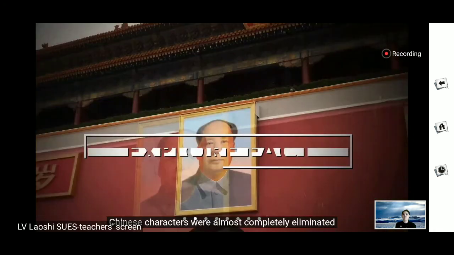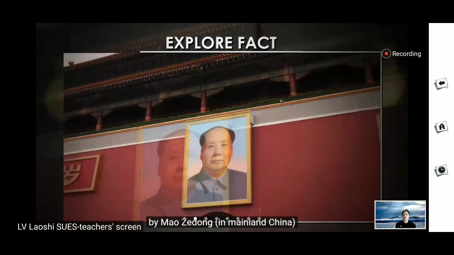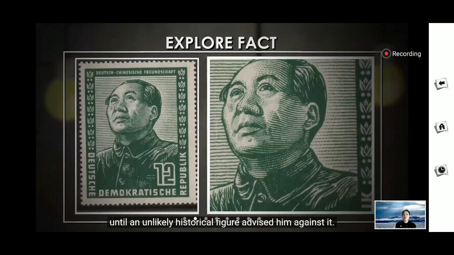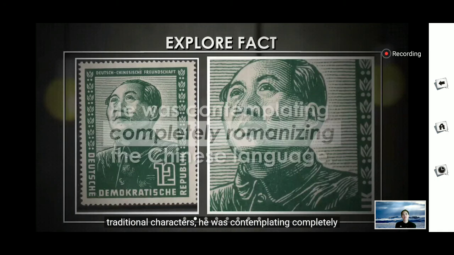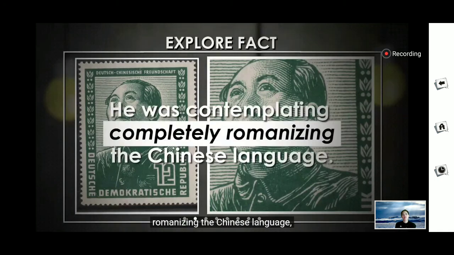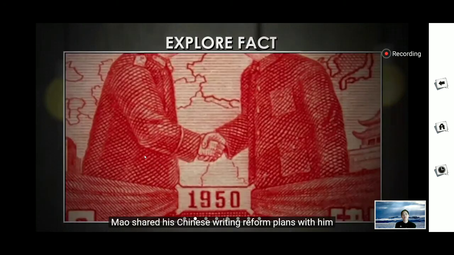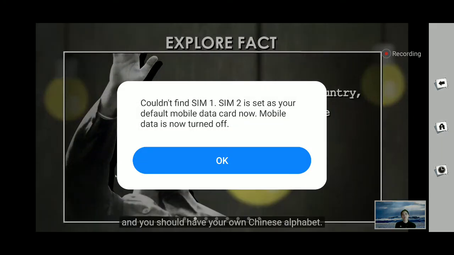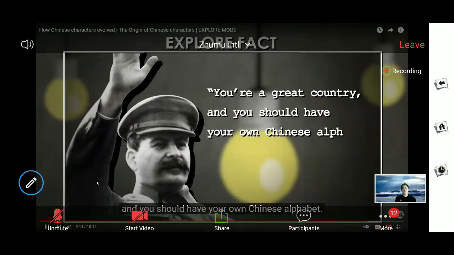Chinese characters were almost completely eliminated by Mao Zedong in mainland China, until an unlikely historical figure advised him against it. Before Mao rolled out the complete reformation of traditional characters, he was contemplating completely romanizing the Chinese language, that is, according to Zhou, until he met with Joseph Stalin in 1949. Mao shared his Chinese writing reform plans with him and asked Stalin for his advice. According to a memoir by Mao's personal secretary, Stalin told Mao, quote, "You're a great country, and you should have your own Chinese script. You shouldn't simply use the Latin alphabet."